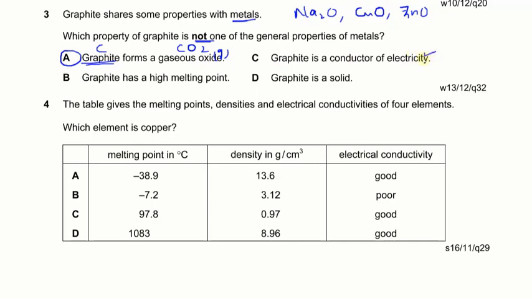Yes, graphite is a conductor of electricity. Metals are also. Graphite has a high melting point. Yes, graphite and metals both have high melting point and both are solids as well.